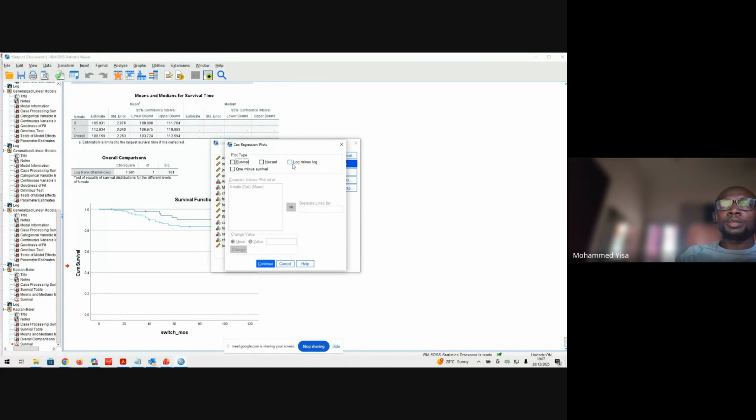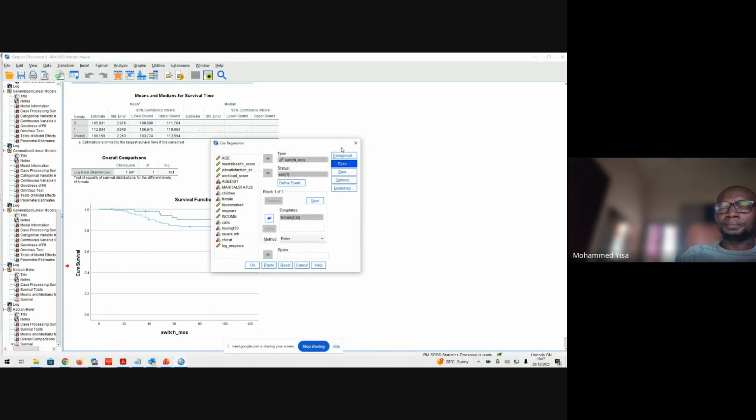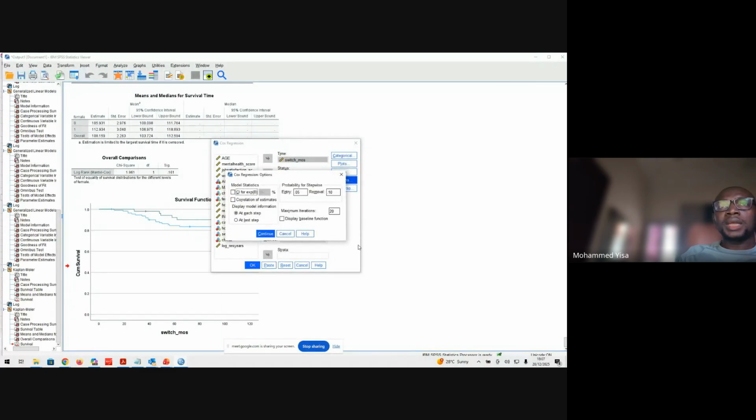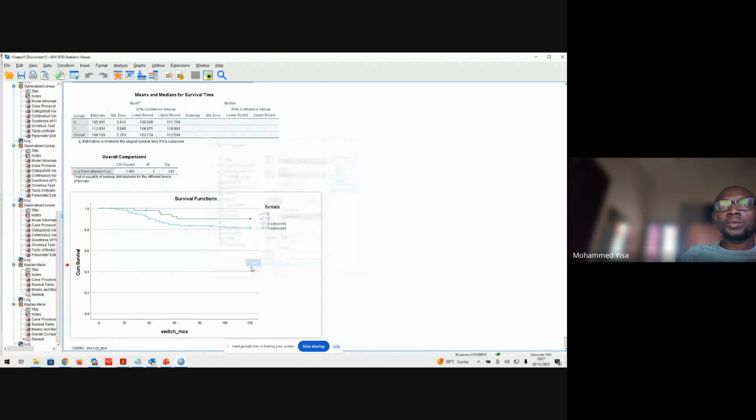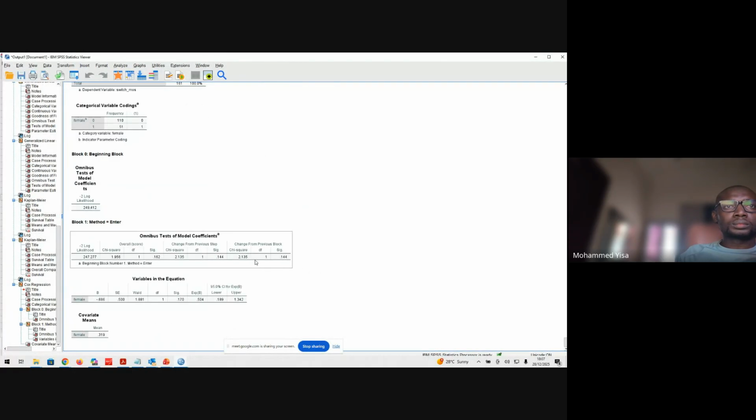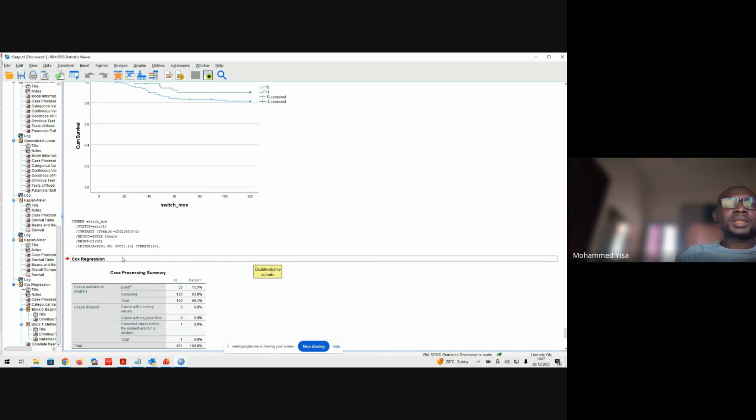Once that has been done, I can come here. I can still request plots. These are the same plots over there, so it doesn't really give me anything new. It's going to plot the same Kaplan Meier curve if I select plot over there. But here under options, I can also select whether or not I want confidence intervals for the exponent of the coefficient. And that I have selected. Okay, everything looks good. And then we click OK. So it says Cox regression. So we're going to start interpreting from here.